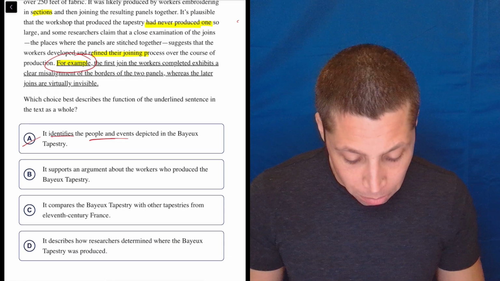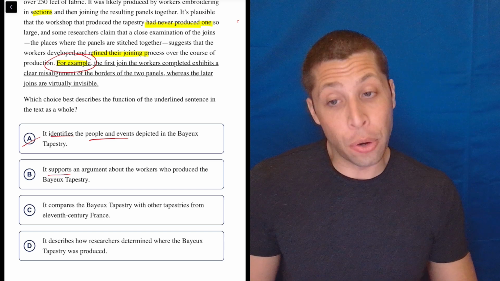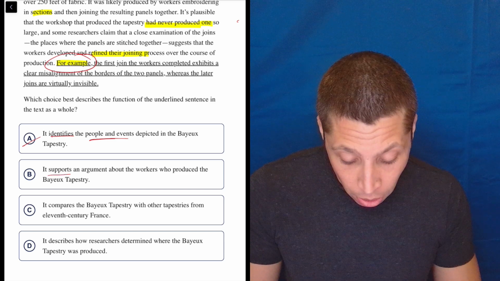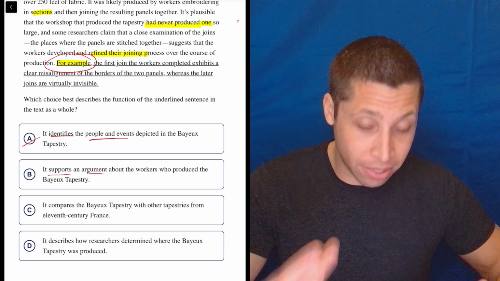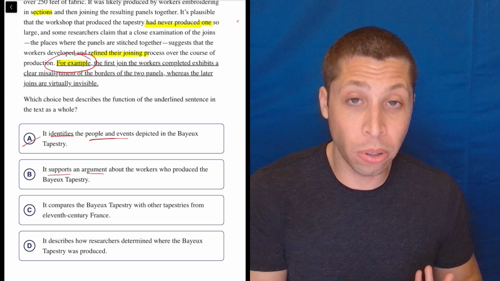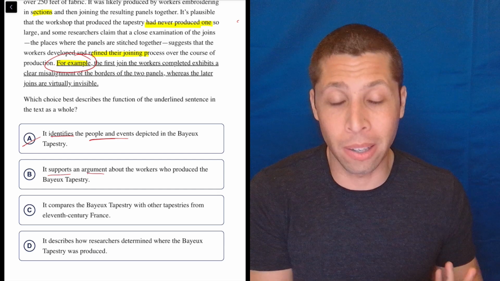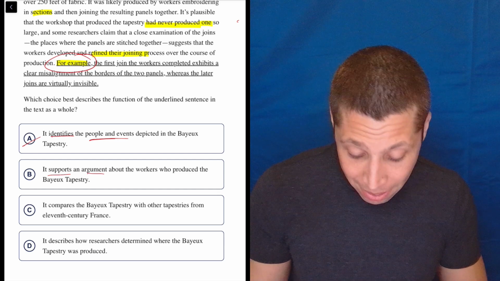B, it supports an argument about the workers who produced the Bayeux Tapestry. Well, what do examples do? Examples support arguments. So maybe, what is the argument, right? So you notice how I keep asking questions. The argument is that they refined their process over time, and it supports that by saying that the earlier joins are bad and the later ones are good. So okay, maybe. Let's look at C.